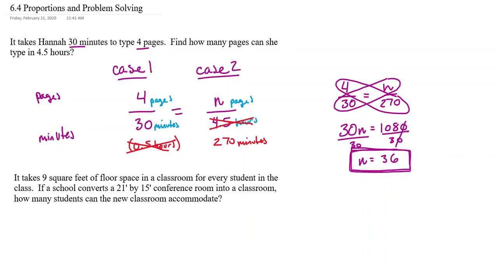Oh, and I'm about to make a huge mistake. Let's not do that. So what's the answer? The answer isn't n equals 36. And why isn't it n equals 36? Well, it's not n equals 36 because there's no n in the question. The question says how many pages can Hannah type in that larger amount of time, and the answer is 36 pages, not n equals 36. So if you get a word question, you need to give a word answer. So that's my final answer.